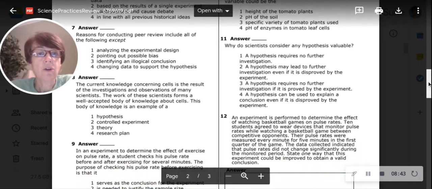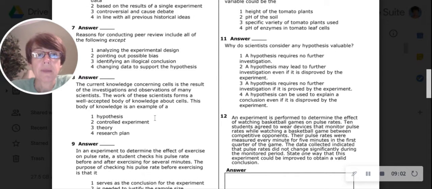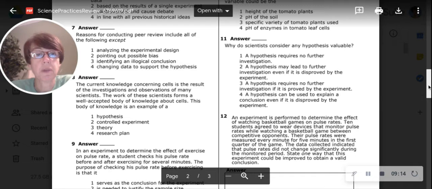Number 8, the current knowledge concerning cells is the result of many investigations and observations by scientists. The work of these scientists forms a well-accepted body of knowledge about cells. This body of knowledge is an example of, well, it's not a hypothesis. We're not making a prediction. It's not an experiment that they just described. It's not a research plan, so it's not like a procedure that we're going to do. It's a theory. It's called the cell theory, and it's because we have lots of investigations and observations to support it.